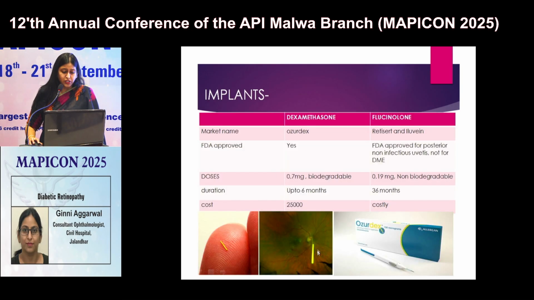They are very tiny. We inject them into the vitreous cavity. They stay up to 6 months there. The cost is 25,000. This is dexamethasone, and the other one is fluocinolone. It is not yet approved by FDA for use in diabetic macular edema. However, it is used in uveitis. The life is 36 months, and it is non-biodegradable, does not cause any problems.